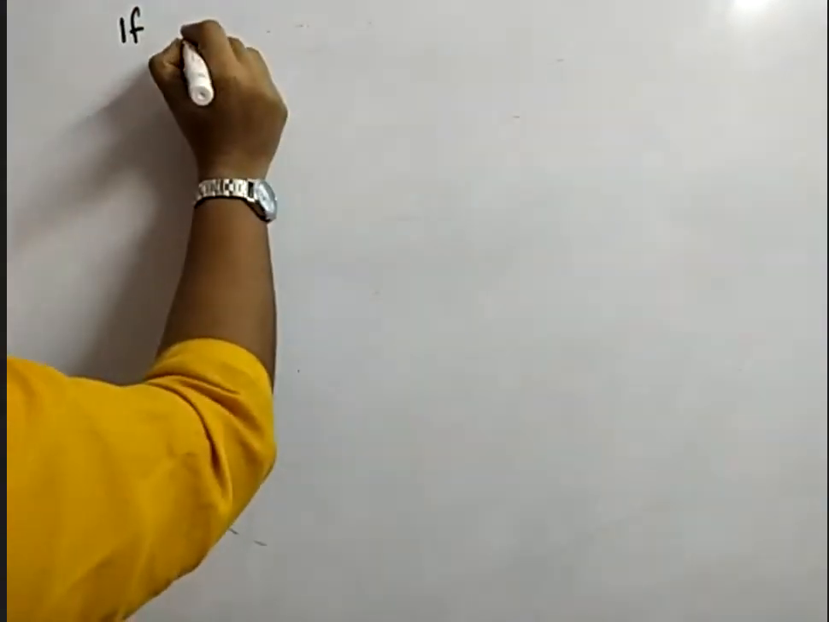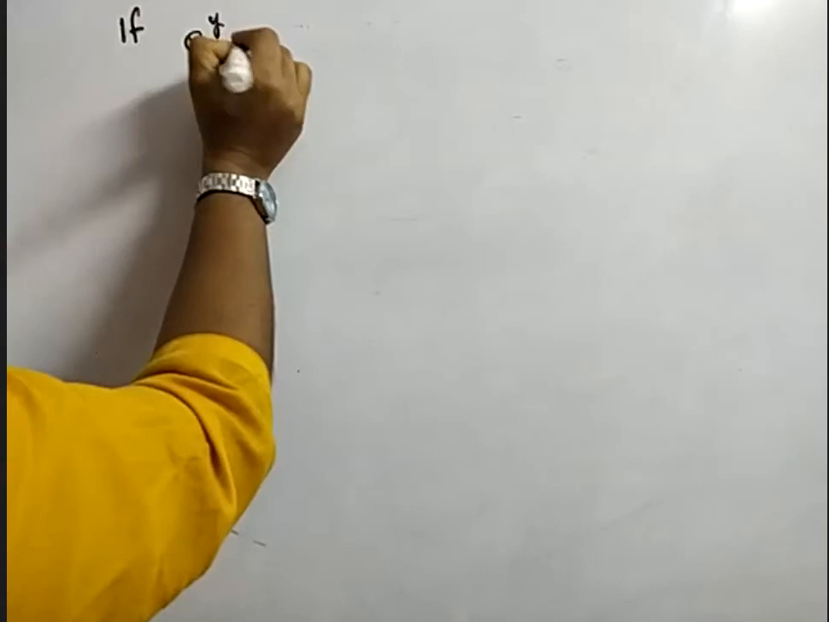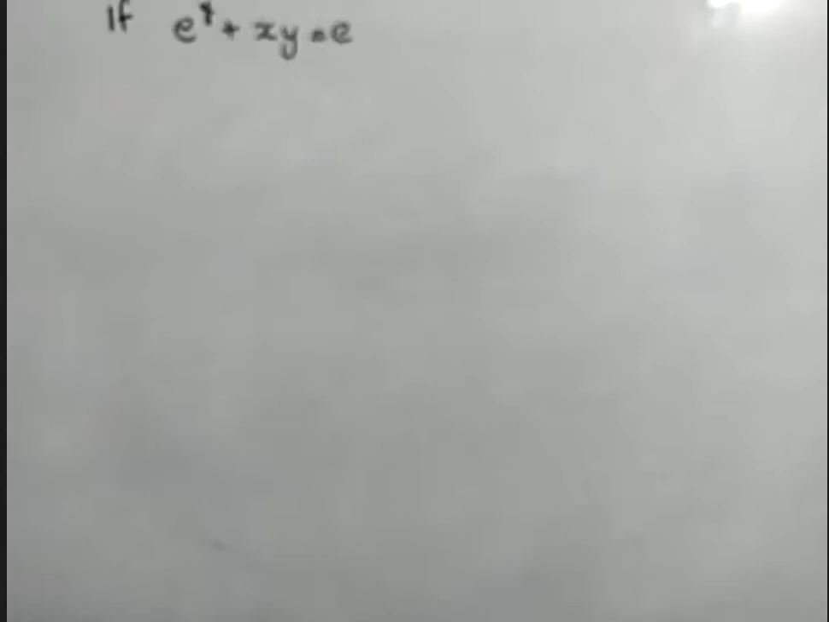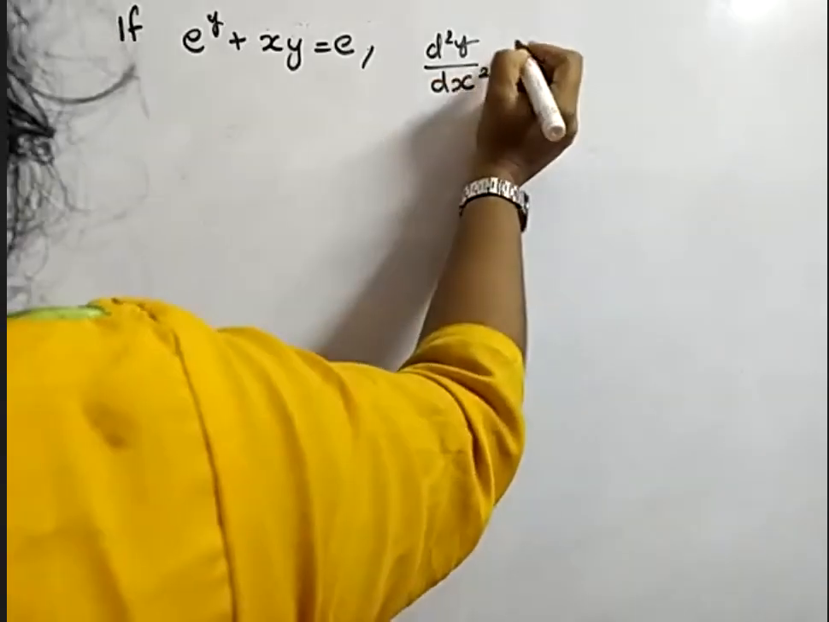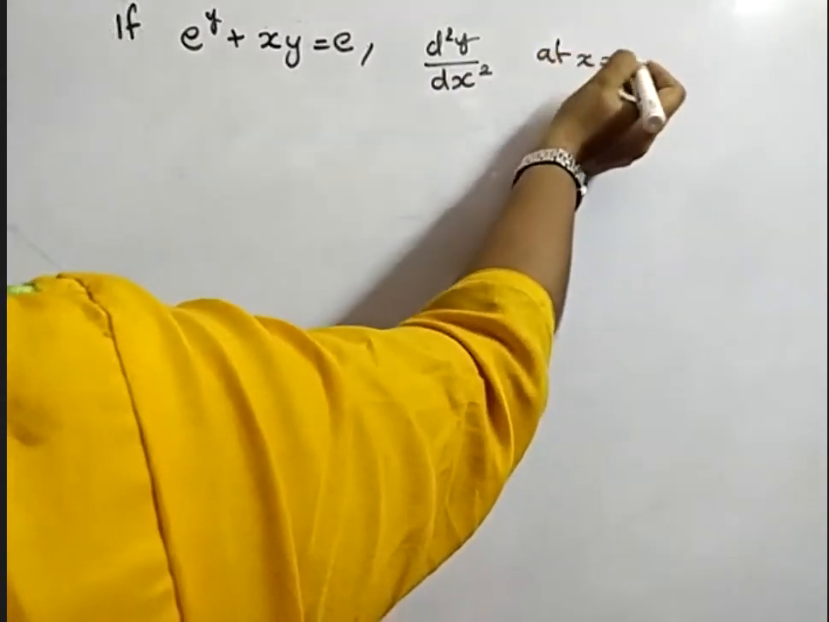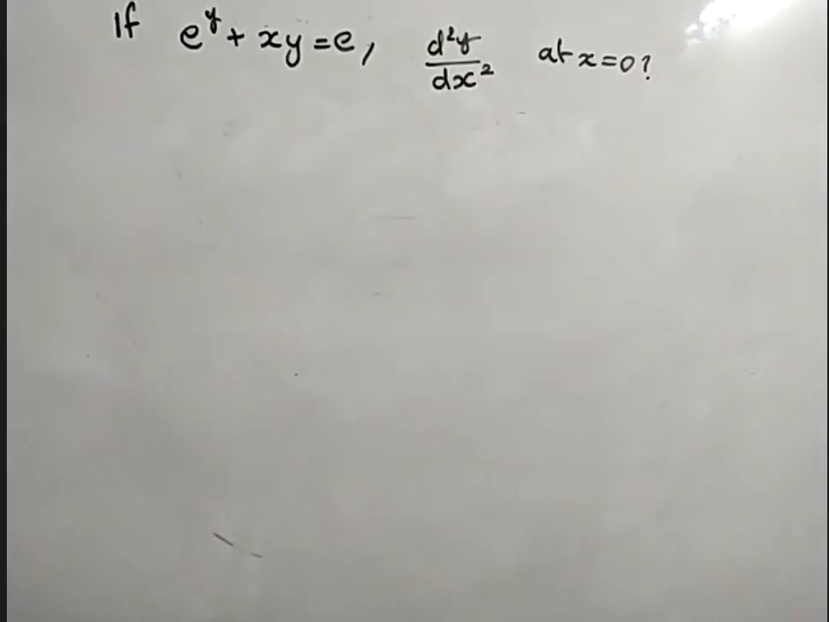If e raised to y plus x y is equal to x, what is d square y by dx square at x equal to 0? Try that.